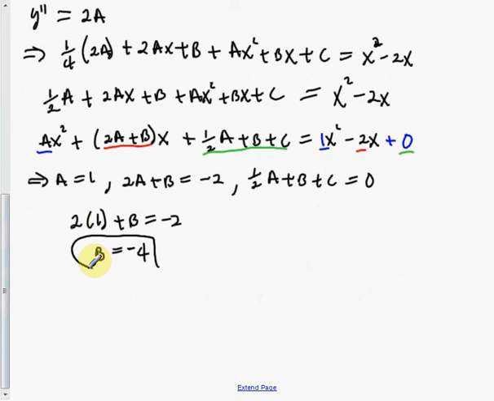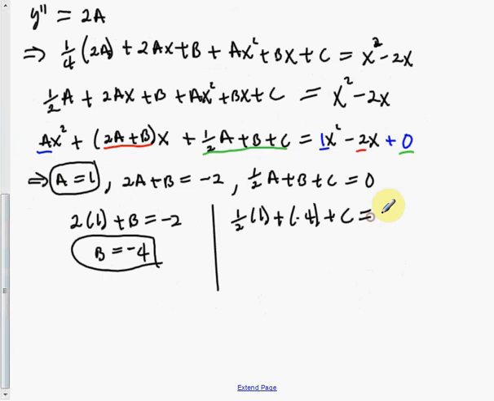So A is equal to 1. We take A equal to 1 and B equal to negative 4, and we can solve for C from that last equation. So we have 1 half times 1 plus negative 4 plus C is equal to 0. So we have 1 half minus 4 plus C equal to 0. We get negative 7 halves plus C equal to 0. And so C is equal to 7 over 2.